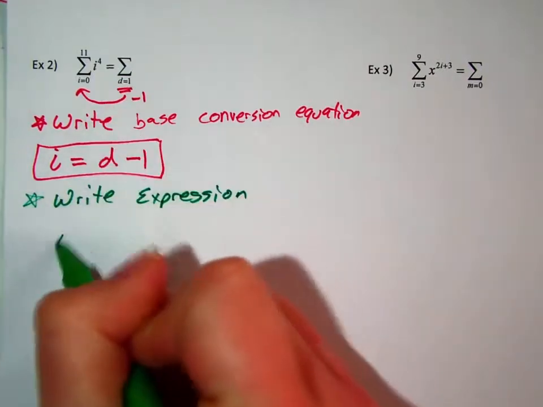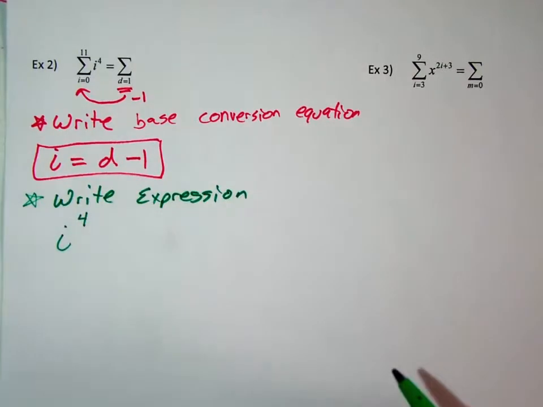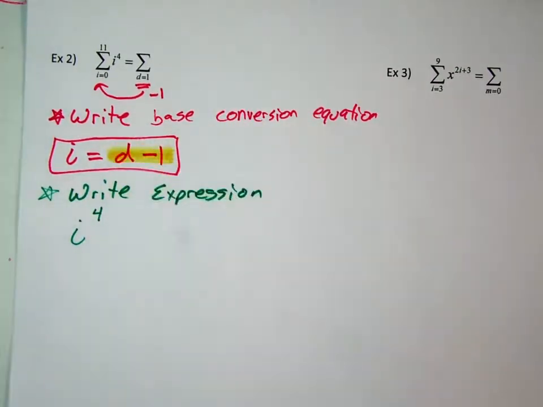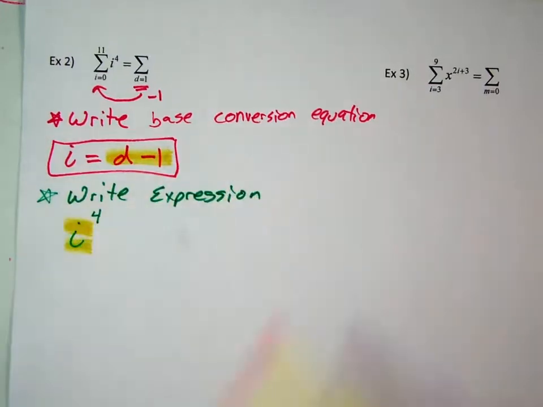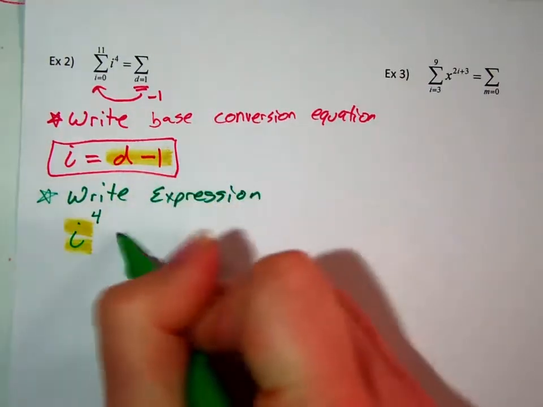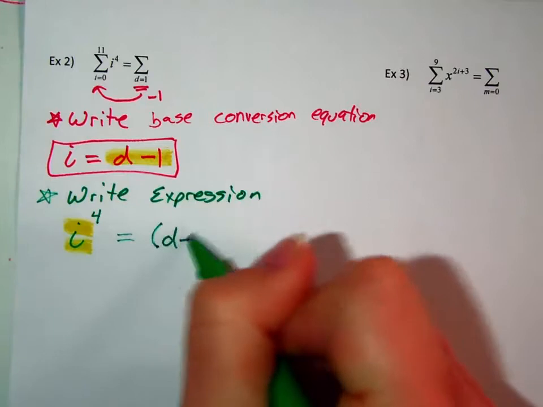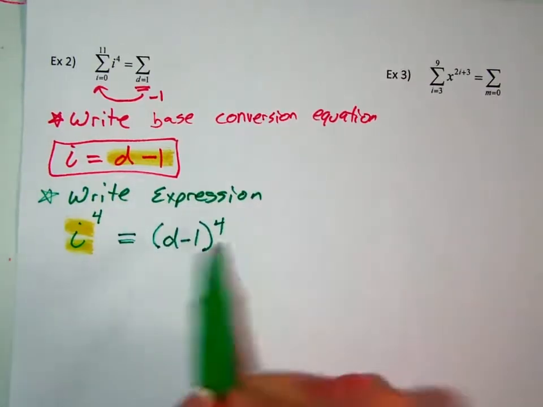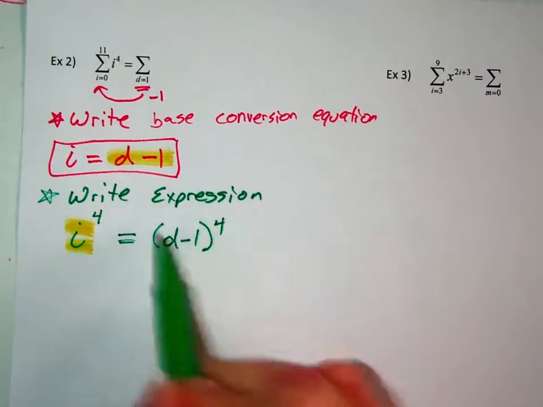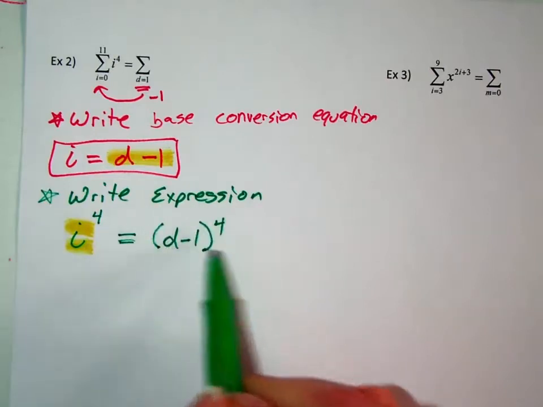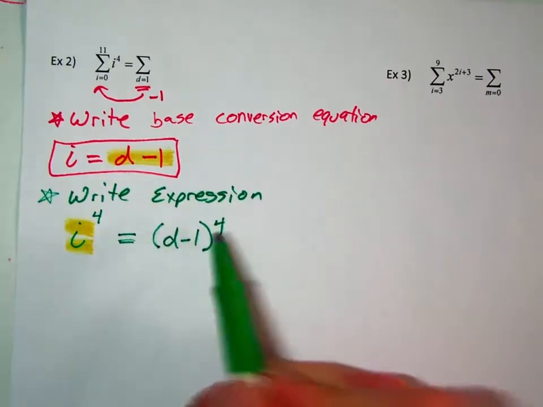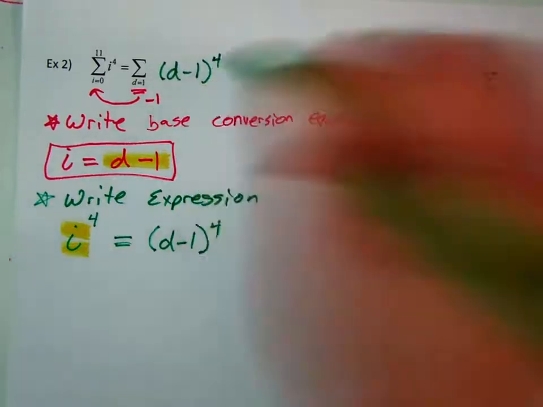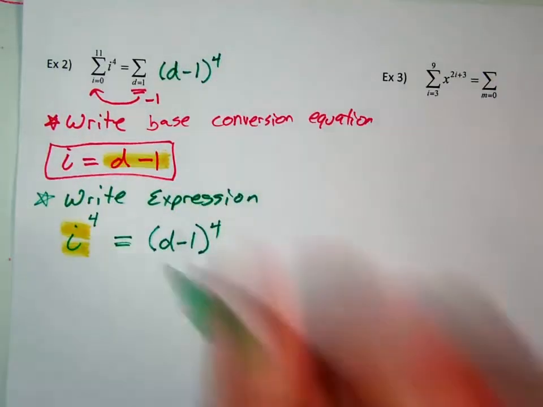So our original expression is I to the 4th power. But now we're going to take our conversion equation and substitute it in place of the I. So this is really D minus 1 to the 4th power. When you do this, make sure you're really careful, because a lot of you might want to take another step and actually FOIL this out. Don't do that. Just leave it the way it is and put it into the other part of the summation.